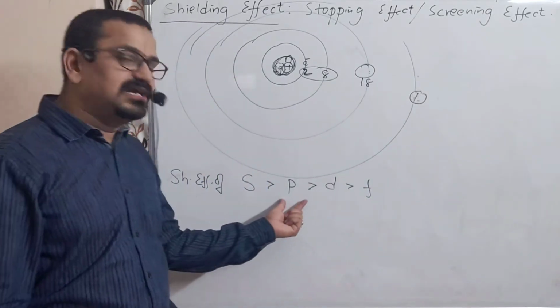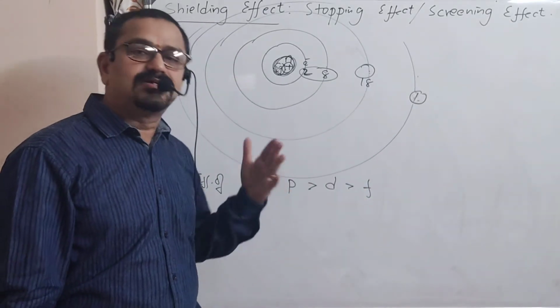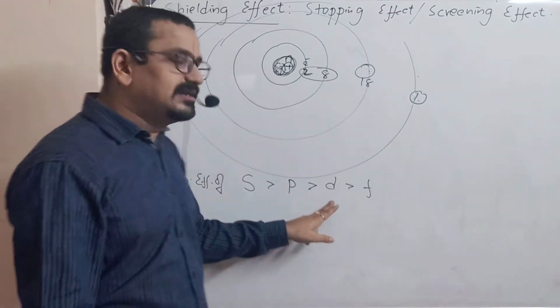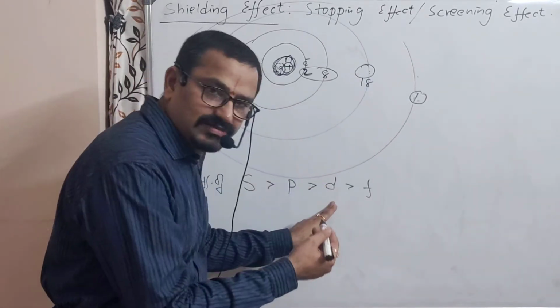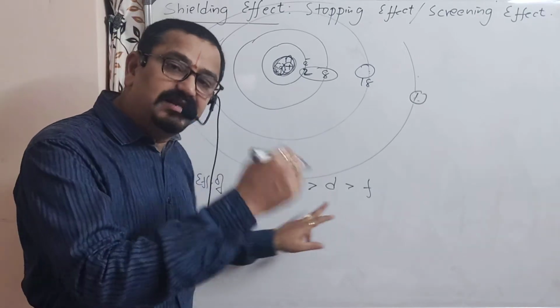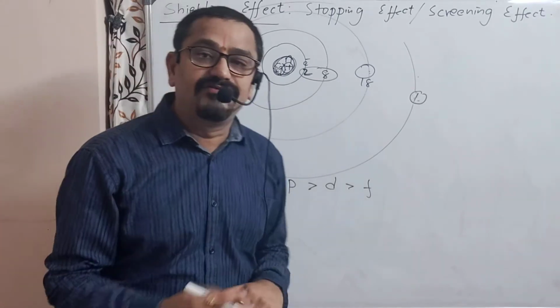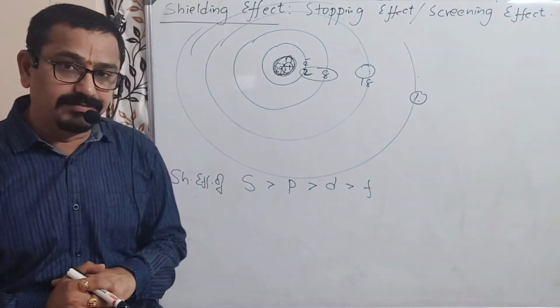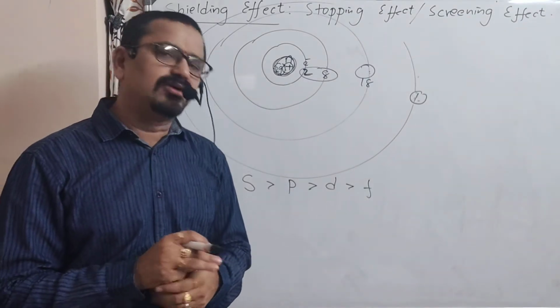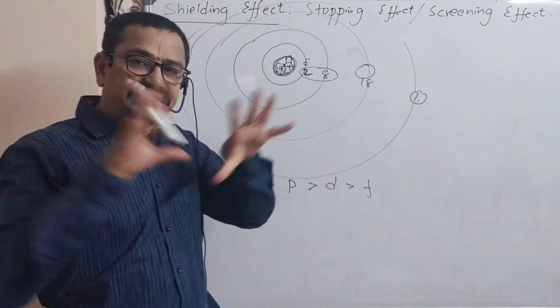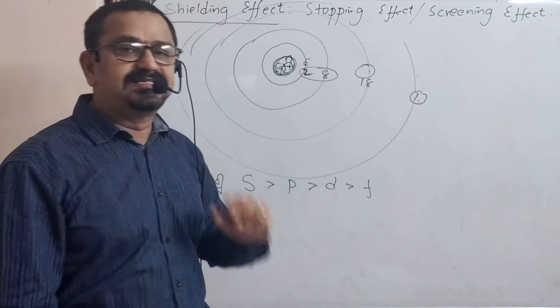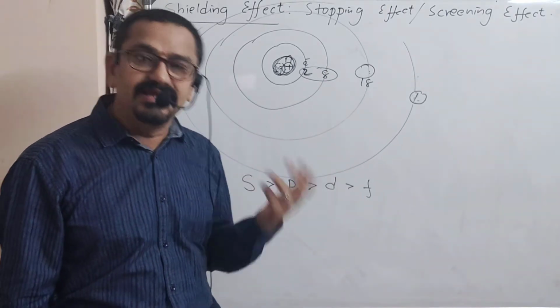Because the p can shield either along x-axis or y-axis or z-axis. Whereas similarly d orbital, because of relatively complex shape, its shielding effect is still less than p. And when it comes to f orbital, already we discussed about its shape. It has 4-fold dumbbell, very complex shape. Because of complex dispersed shape of f orbital, its screening effect or shielding effect is very, very less.